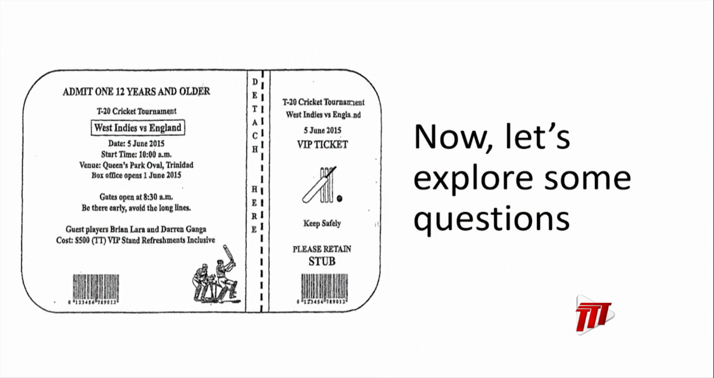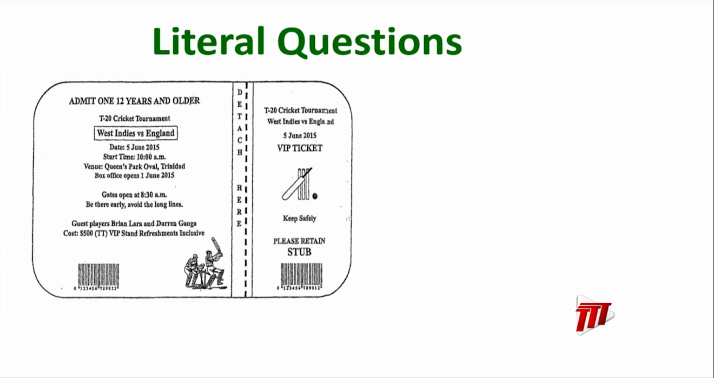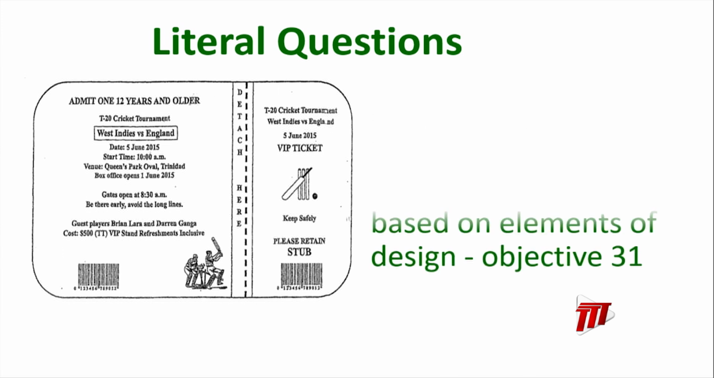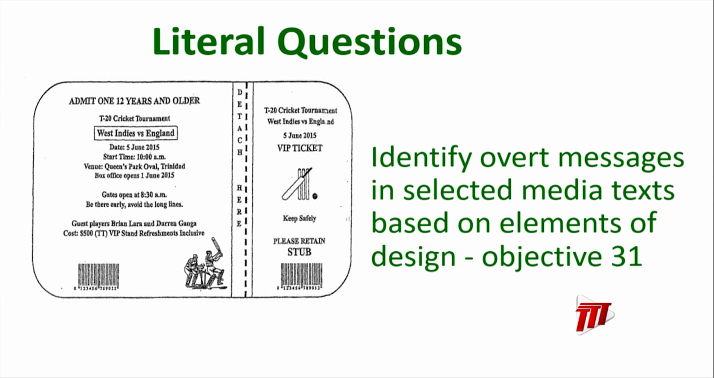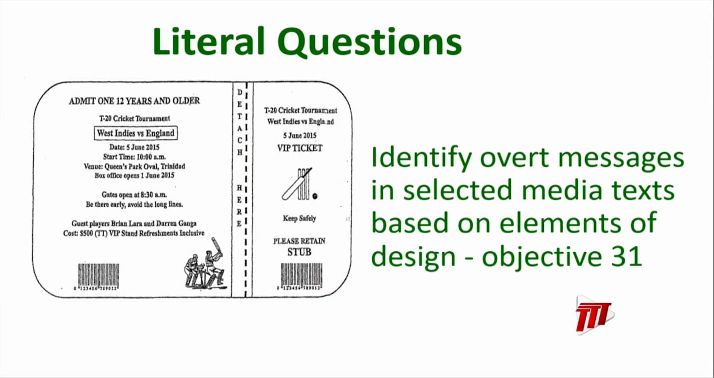So now, having done that, let's explore some questions based on this graphic. We're going to begin with some literal questions. Our only literal objective for the graphic text is objective 31 that is contained in our assessment framework for SEA 2019 to 2023, found on the ministry's website and our SLMS. And that objective is to identify overt messages in selected media text based on elements of design.